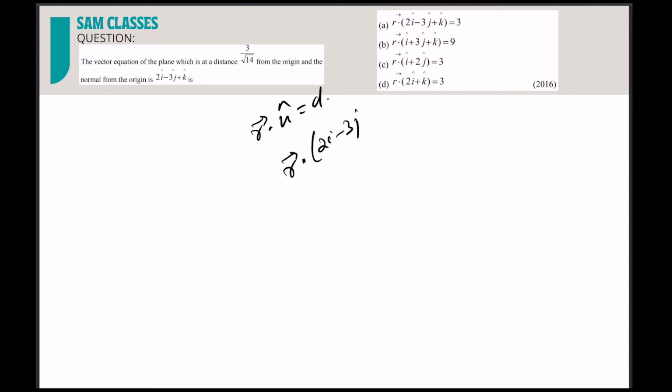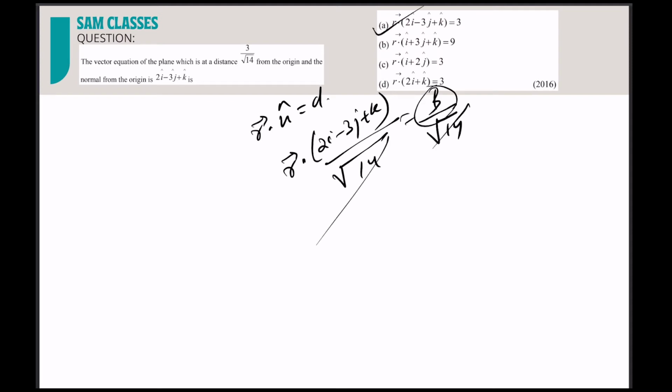So r vector dot n vector, where n is 2i minus 3j plus k. Make the unit vector of this, so it will be divided by root 14. So that is equal to 3 by root 14. The 14 went home directly. This is the answer, the first one. That's it. Clear? So you should know the formulas, and 3D can be done in seconds.